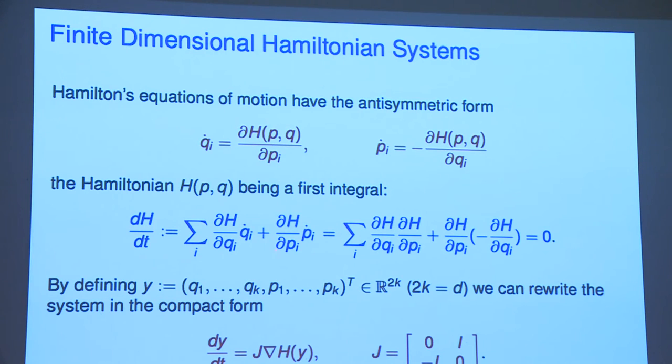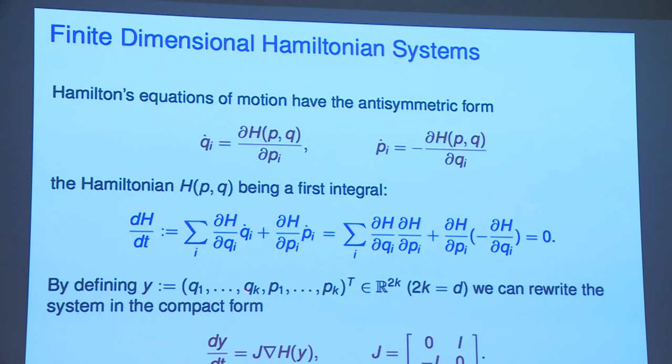This is the way we write a finite dimensional Hamiltonian system. We have two variables, q and p. There is the Hamiltonian H, which depends on q and p, and there are the equations q dot equals the partial derivative of H with respect to p, and p dot equals minus the partial derivative of H with respect to q. Then if you look at the derivative with respect to t of H evaluated on the solution of the system, you see with a simple calculation that it is actually zero. So in particular, H itself is a conserved quantity.